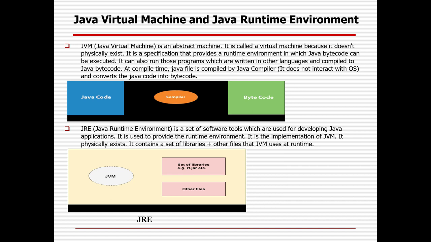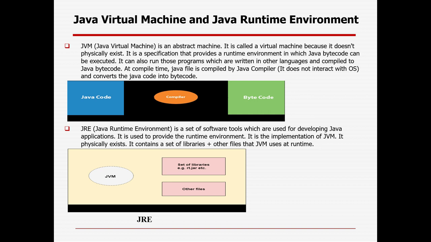JVM is Java Virtual Machine. It's an abstract machine. It is called virtual because it does not physically exist in real time. It is kind of a naming convention. It's a specification which provides a runtime environment in which Java bytecode can be executed. It can also run programs written in other languages and compiled to Java bytecode. You need not worry about these things, but I still try to cover them so that you can learn the internal structure of Java.